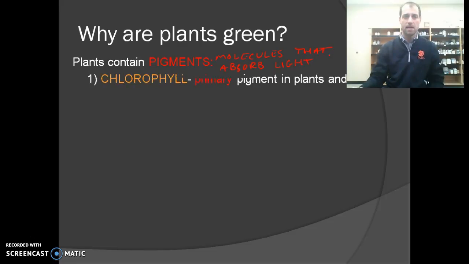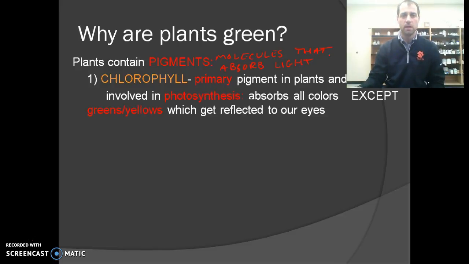Well, the main pigment in plants is called chlorophyll. This is our primary pigment in plants. And chlorophyll is going to be involved in photosynthesis and is going to absorb all of the colors except greens and yellows. Those greens and yellows are going to get reflected back to our eyes, and that's why plants appear green.